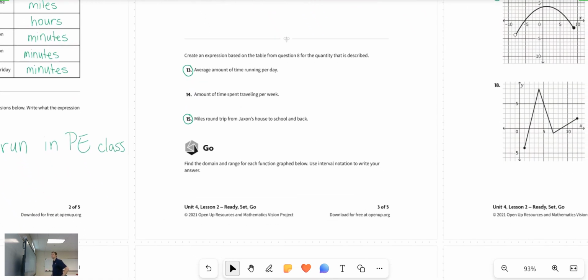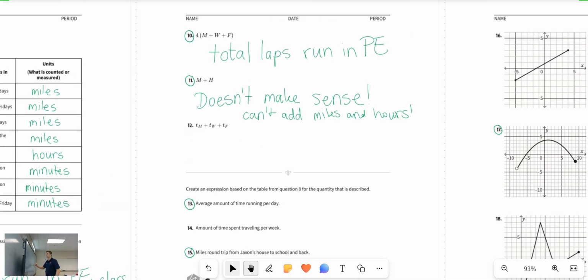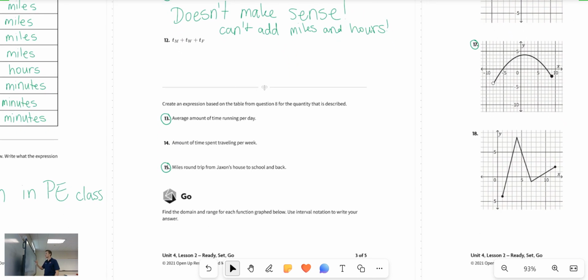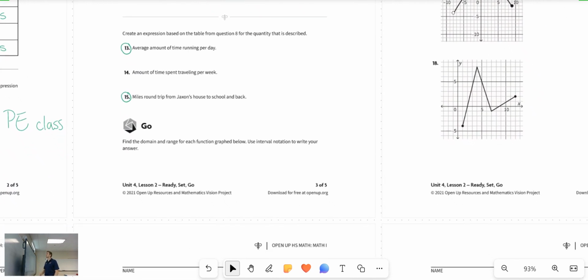All right, create an expression. Ooh, so create an expression. It says expression, not equation, which means we shouldn't have an equal sign in here anywhere. So expression, right, that's actually what we've been looking at. Like these things up here, there's no equal sign here. It's just multiplication and addition and parentheses, right? It's operations, but no equation, no equal sign. So here we go. Create an expression based on the table from question 8 for the quantity that is described.